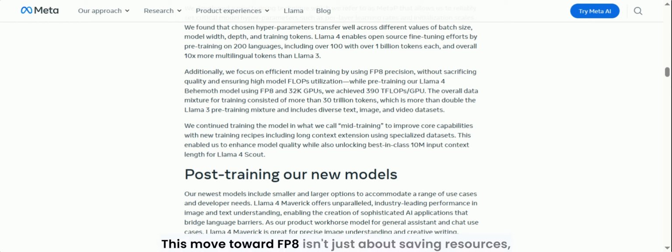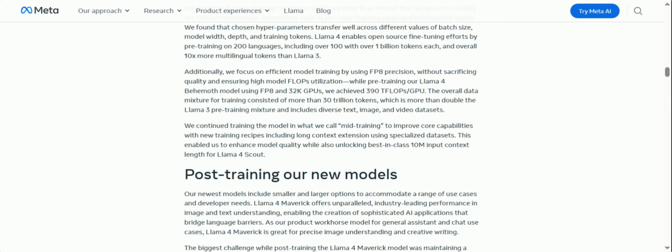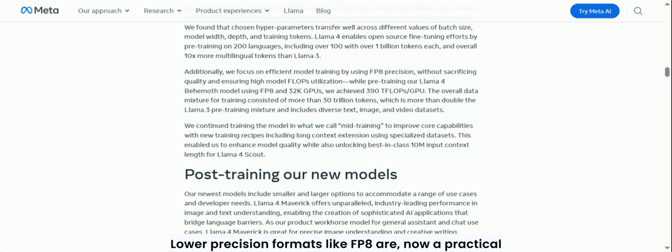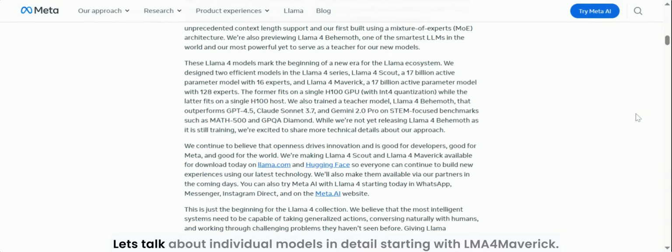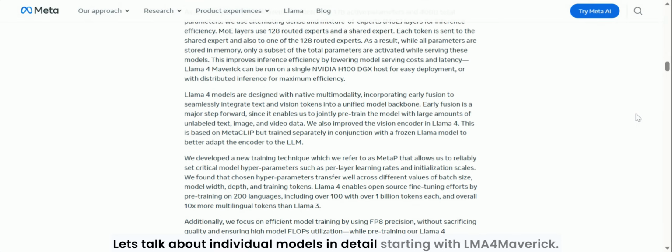This move toward FP8 isn't just about saving resources, it's a reflection of where the industry is heading. Lower precision formats like FP8 are now a practical standard for training large models because they strike the right balance between efficiency and accuracy. Let's talk about individual models in detail.